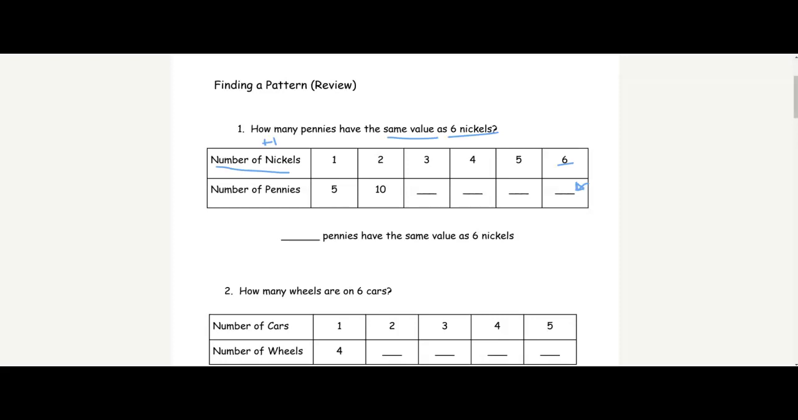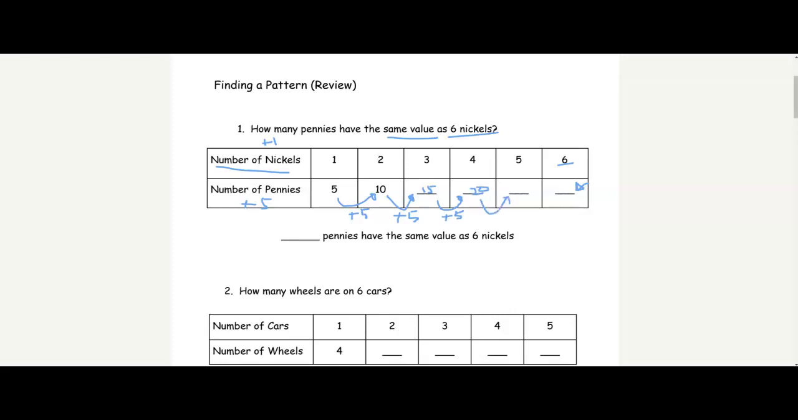You're right, it's 5. So plus 5. And so the pattern rule here is plus 5. And then we can use this pattern rule throughout the rest of the number of pennies. So 5 plus 5 equals 10. 10 plus 5 equals 15. 15 plus 5 is 20.